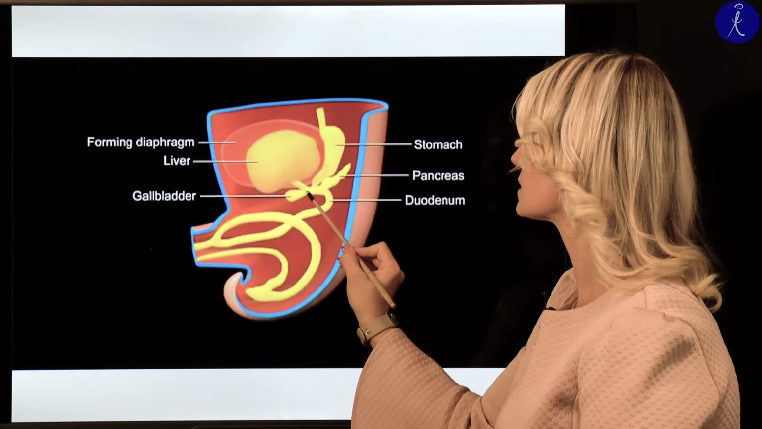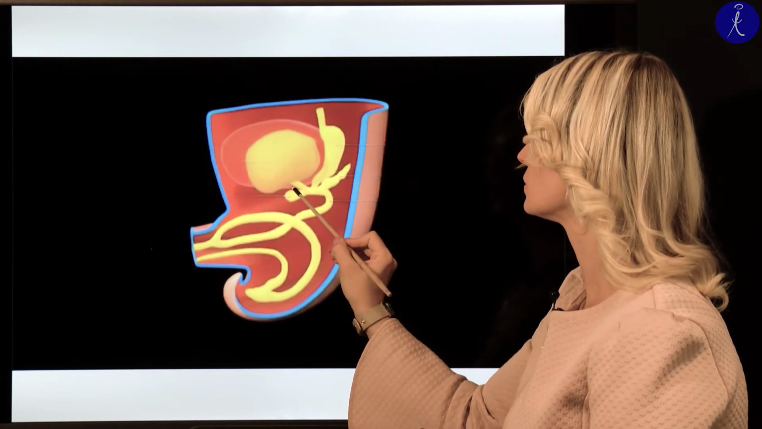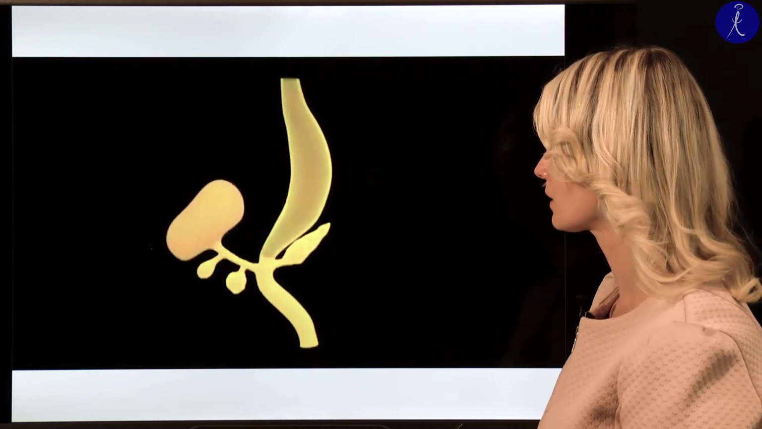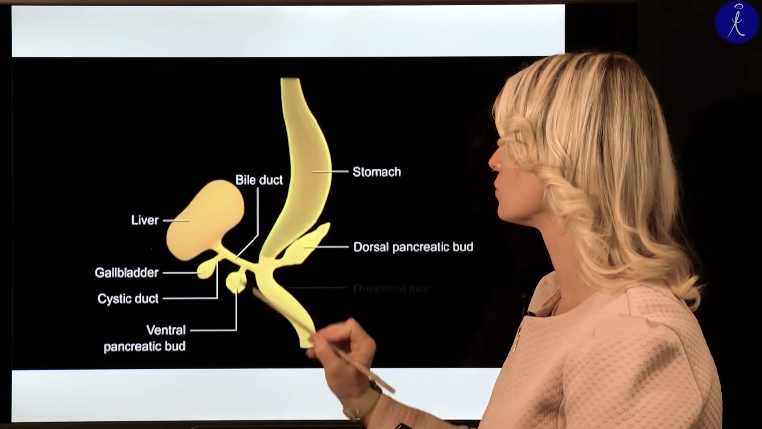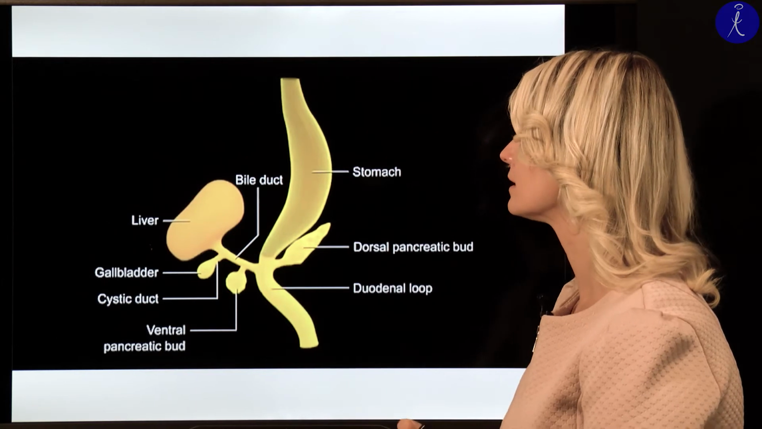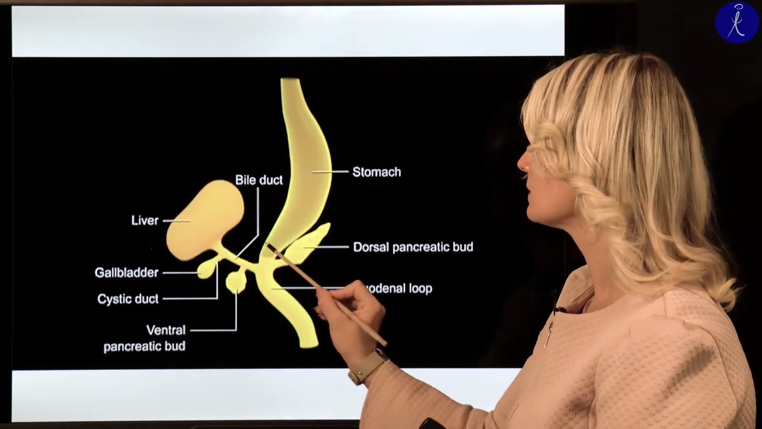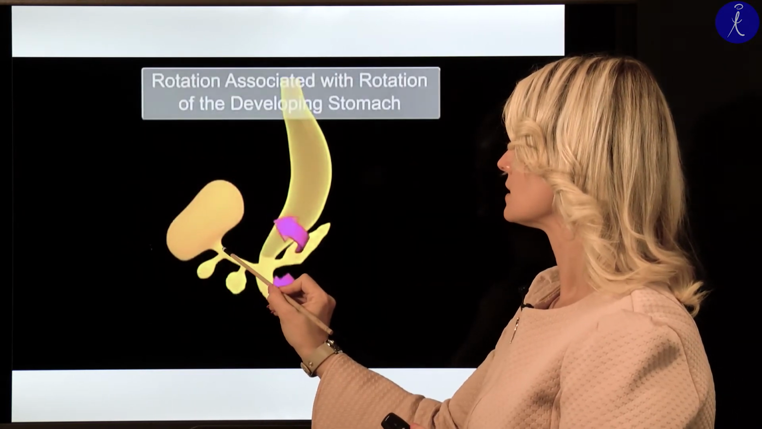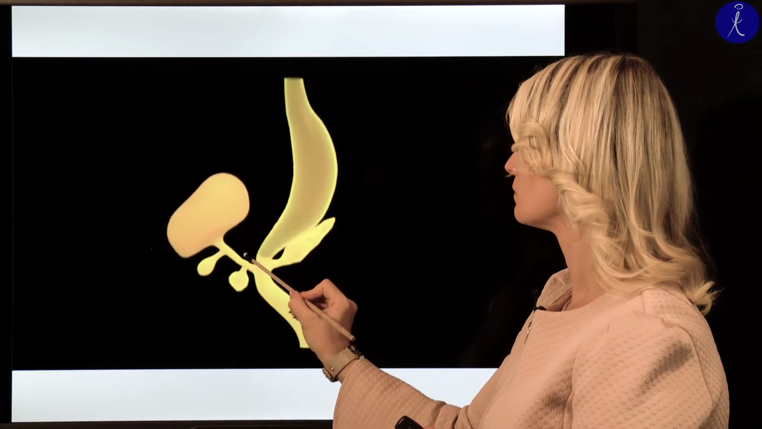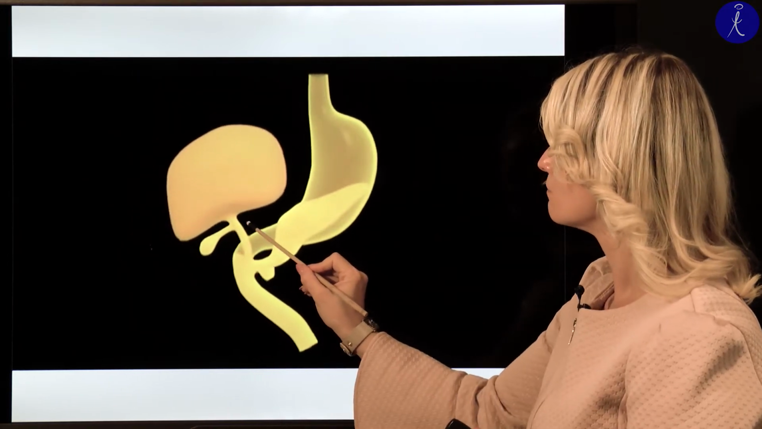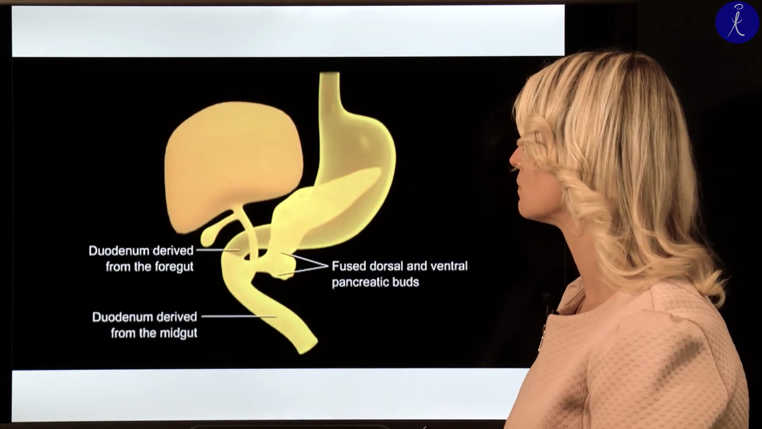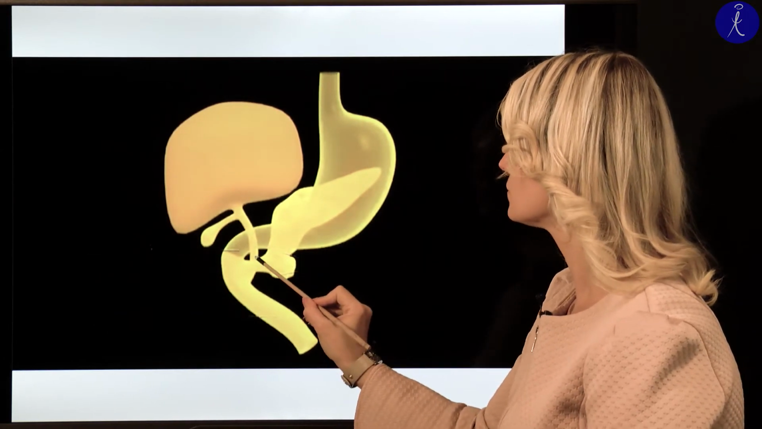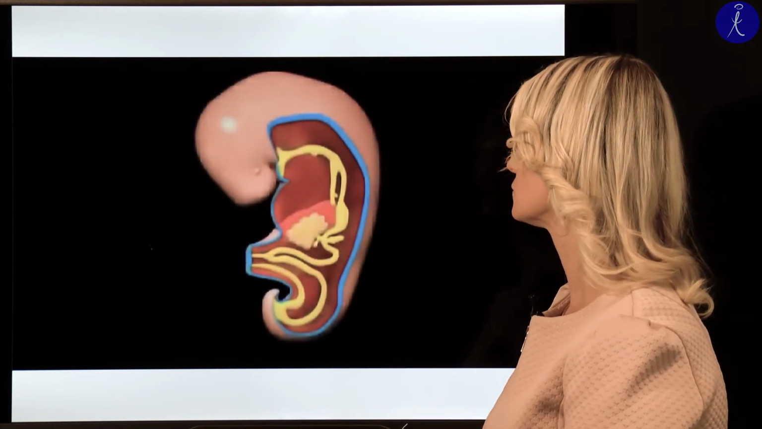There you can see the gallbladder and the bile duct, the common bile duct. During the rotation, you can see that this opening will move posteriorly behind the duodenum. We can see the common bile duct, and it will open together with the pancreatic duct into the duodenum.